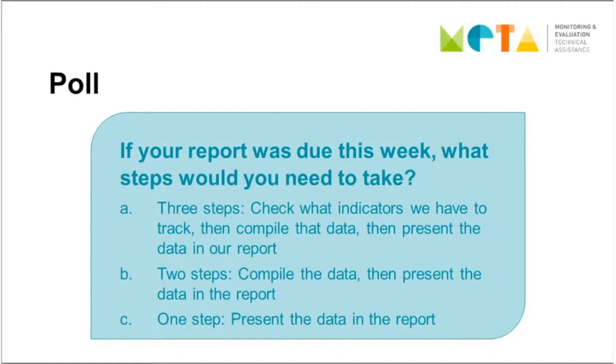Great. I'm going to go ahead and close that now. So definitely some interesting results. Split, actually. The majority did say 3 steps, right? Check what indicators we have to track, compile that data, and present the data in the report. But others mentioned that they are further along. They just need to compile and present it. And it's true. We had a great response here from someone who mentioned that they would need to analyze it, which is absolutely critical and something I intended to imply when I mentioned compiling, but important to specify. I'm just going to share the results of that poll with you all.